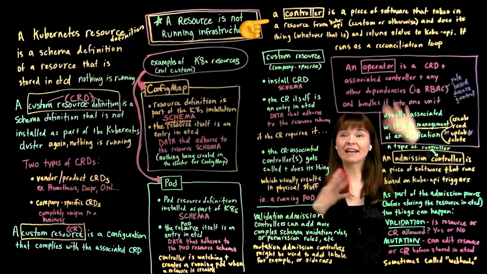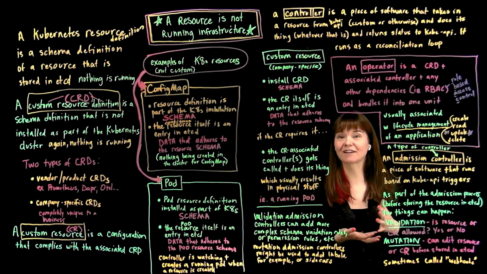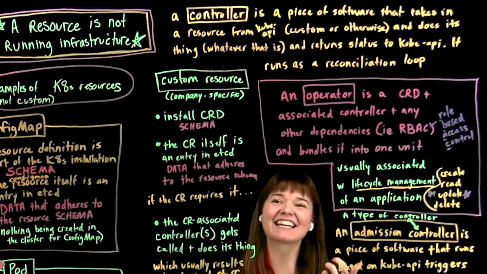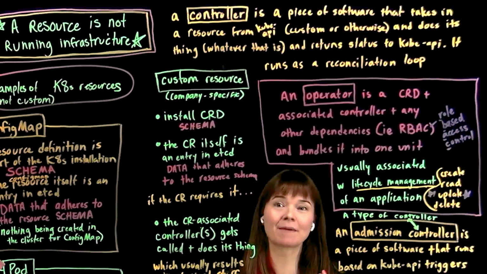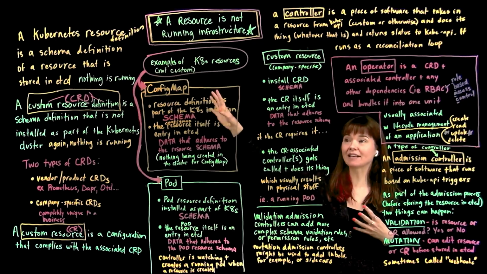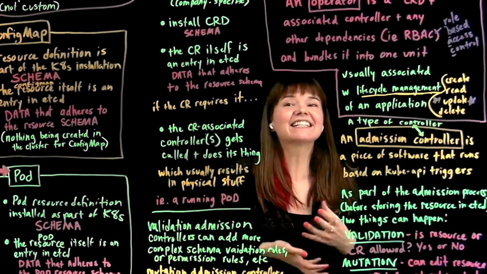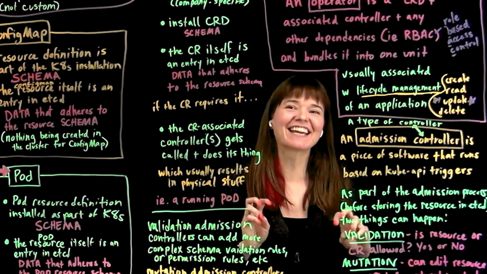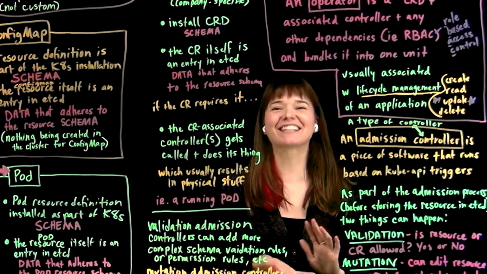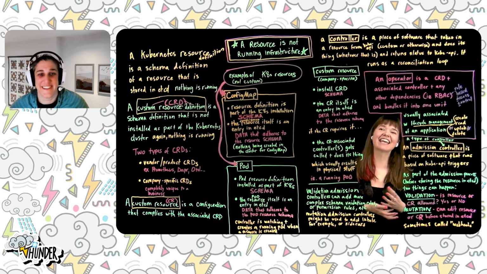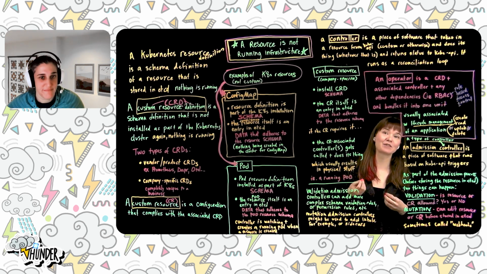So a controller, it's its own piece of software that's running on the cluster somewhere. And it takes in a resource from the Kube API. So this resource could be a Kubernetes resource, or it can be a custom resource that you created. And then it does its thing. And what its thing is can vary drastically depending on what it is that you're creating. And then it will return a status to Kube API.